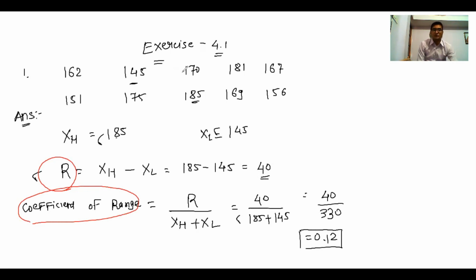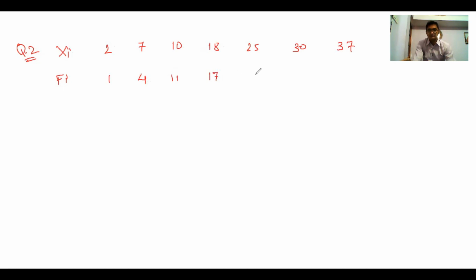So now I'm going to start the next topic, that is question number 2. It is related to grouped data, discrete variable, where xi and fi are given in the question: 2, 7, 10, 18, 25, 30 and 37. And fi: 1, 4, 11, 17, 23, 16 and 5. Now answer.